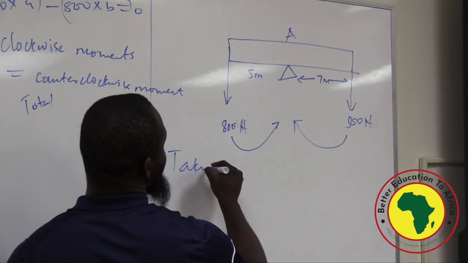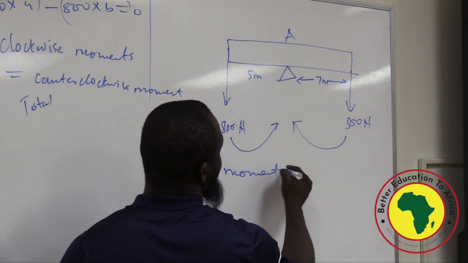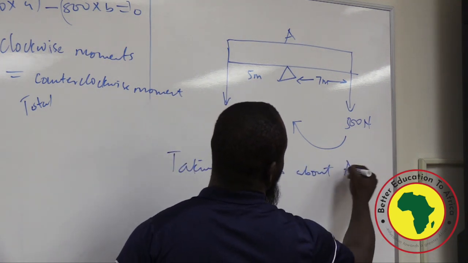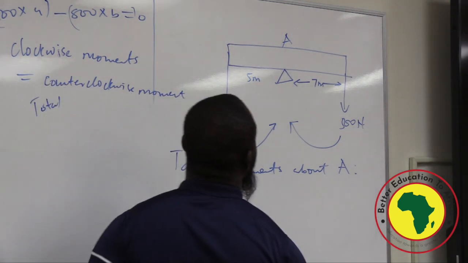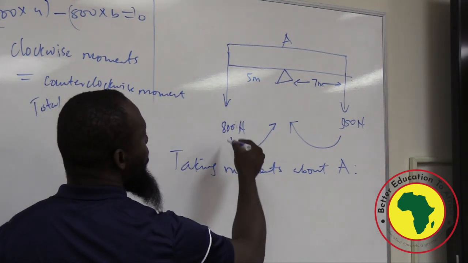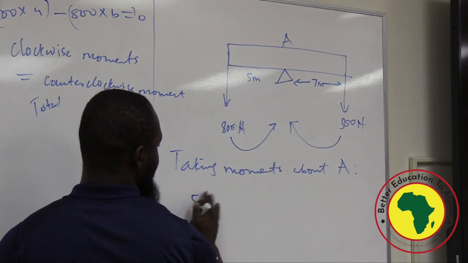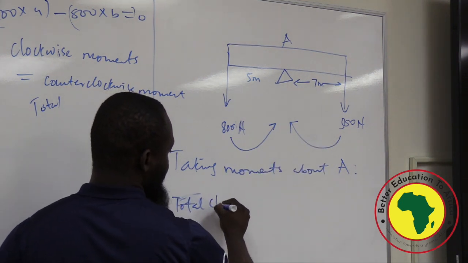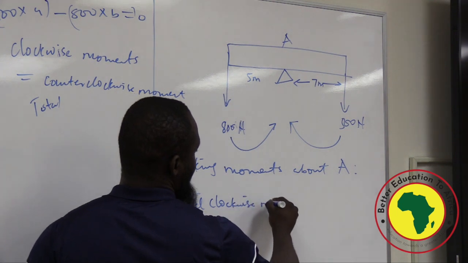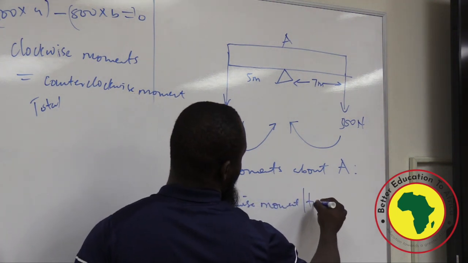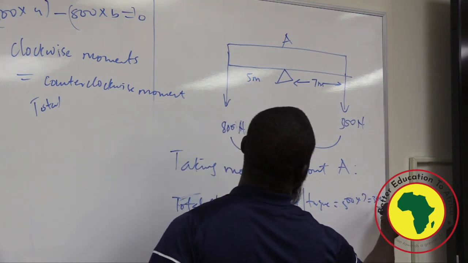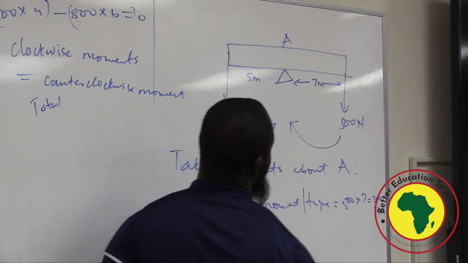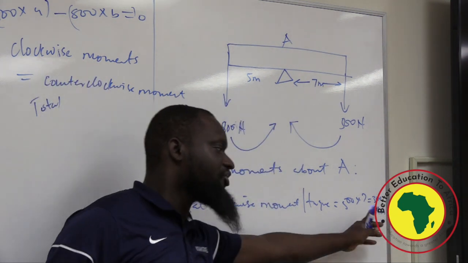So I say taking moment about A, okay? Taking moment about A, total clockwise moment. So the same thing as torque, clockwise torque, is just 500 times 7, 3500. The unit is Newton meters, force times distance. I forgot to mention that the unit of torque or moment is Newton meters.